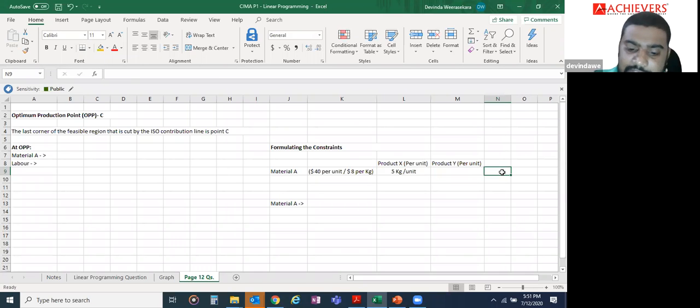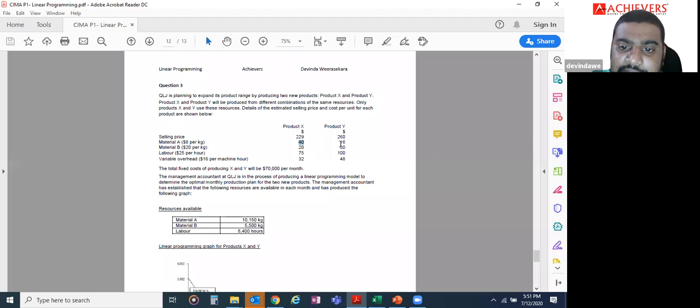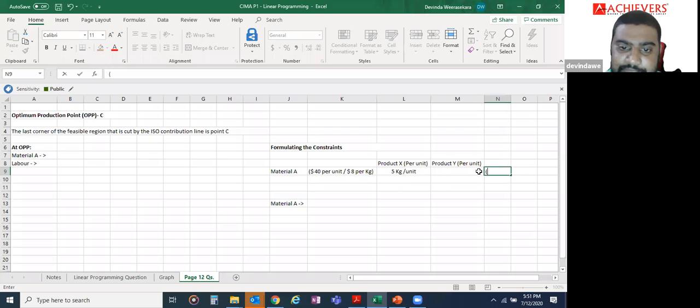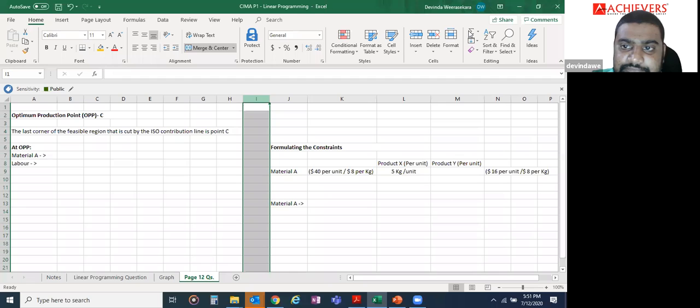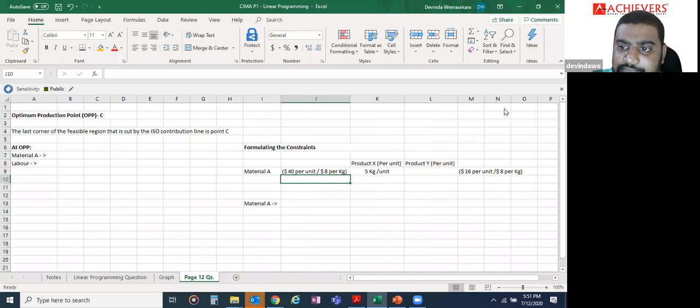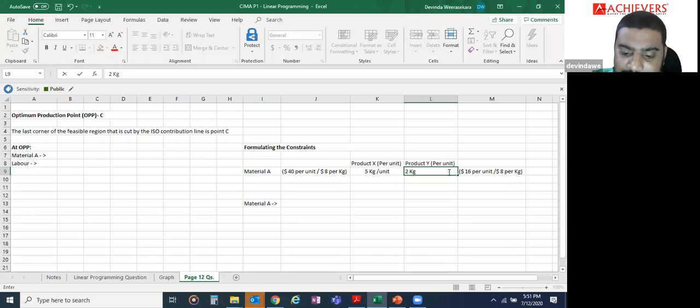Then look at product Y. For product Y, the material A cost is $16 and each kilo is $8. So if we are paying $8 per kilo for the cost to be $16, how many kilos? 2. $16 per unit divided by $8 per kilo. So that will be 2 kilos per unit.